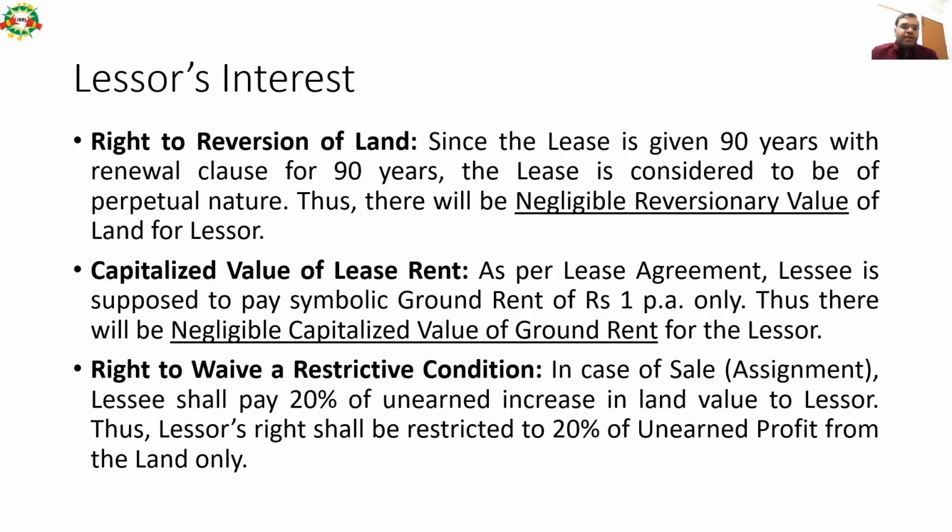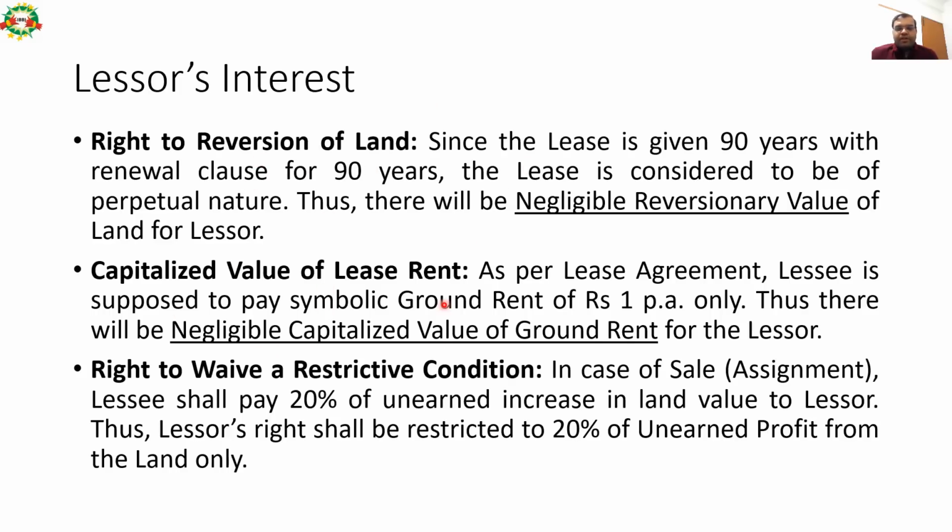Lessor's interest, right to reversion of land. The lessor in this case has three interests. If you remember, in the last session we discussed that a lessor can have 3 types of interest in a leasehold property. Right of reversion: here the land has been given on perpetual lease for 90 years, and then again a 90-year renewal clause is there, so it is considered a perpetual lease. So the lessor will not be able to get it back from the lessee under any circumstance, so the reversionary value is negligible and we can presume it as 0.